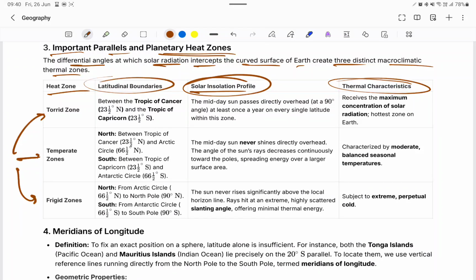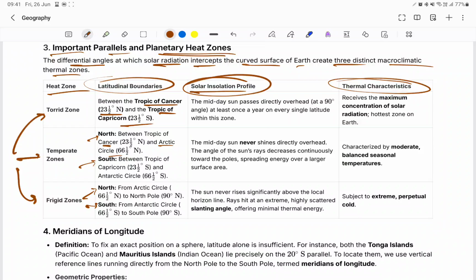Latitudinal boundaries: the torrid zone lies between the Tropic of Cancer, 23.5 degrees north, and the Tropic of Capricorn, 23.5 degrees south. That's it. For the temperate zone we have two portions, north and south, so we have two temperate zones and two frigid zones. The northern temperate zone is between the Tropic of Cancer and the Arctic Circle at 66.5 degrees. It is called the Arctic or Antarctic Circle: if it's in the north, it is Arctic; if it's in the south, it is Antarctic.